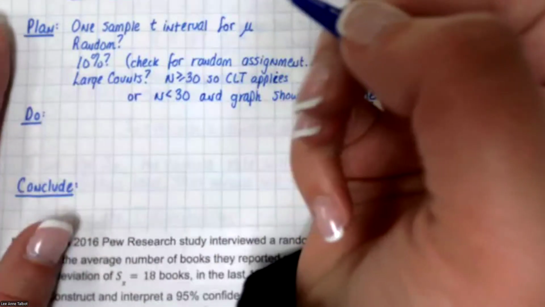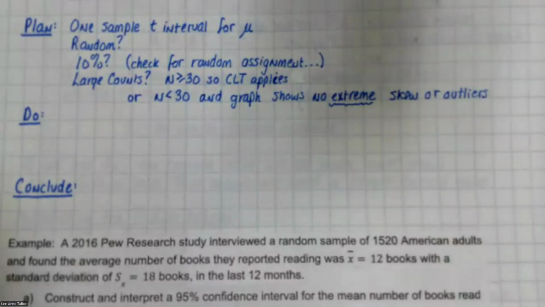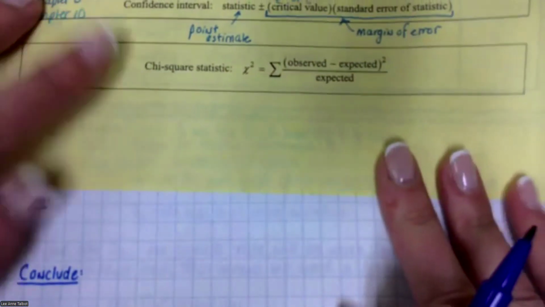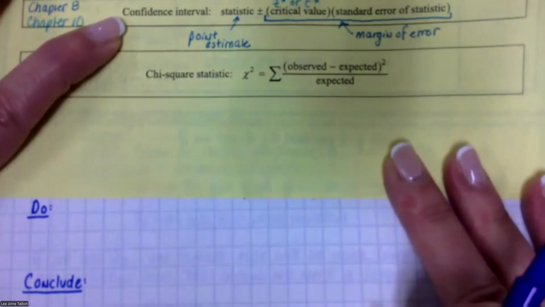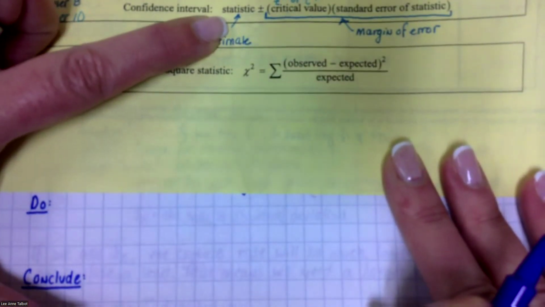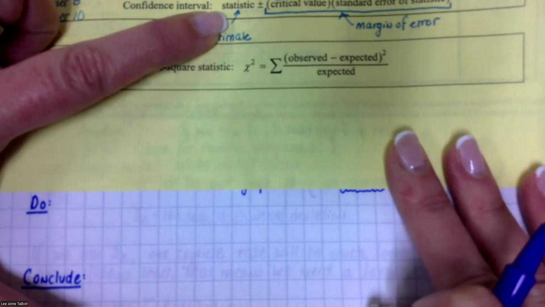All right, so the do step. So I'm looking here at this confidence interval situation. What is the statistic for means?